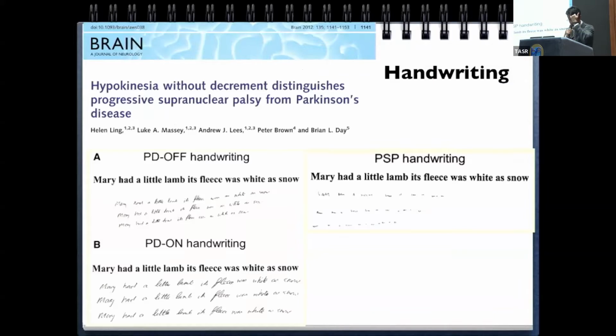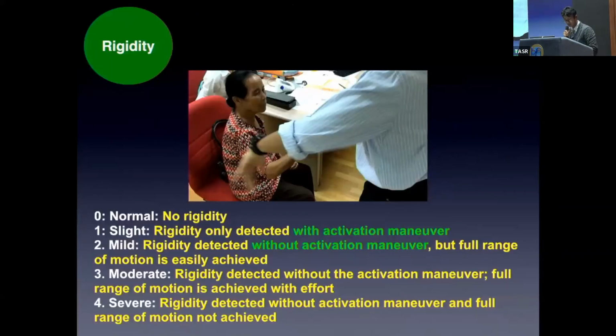Similar for the handwriting, in PSP, they may already have small handwriting, and throughout the sentence it's small. Whereas you can see in a patient with Parkinson's disease, sometimes it's quite normal at the beginning, and as you write more, it becomes smaller and smaller.